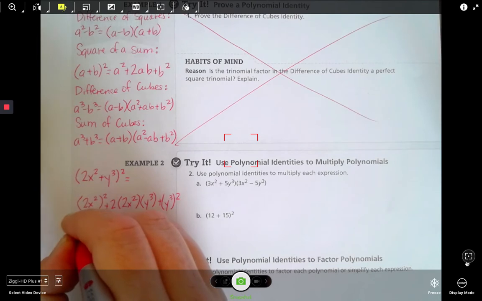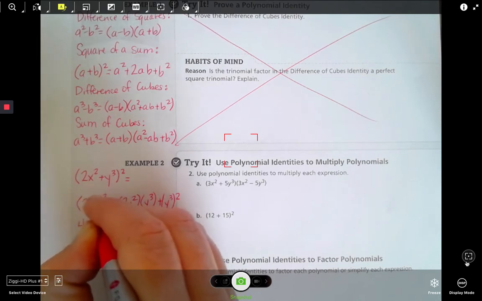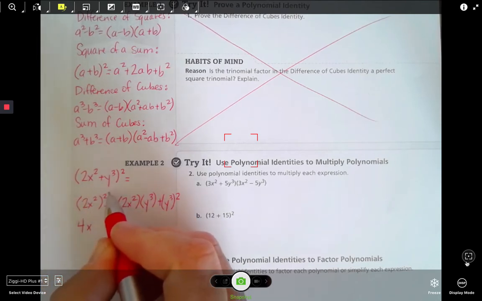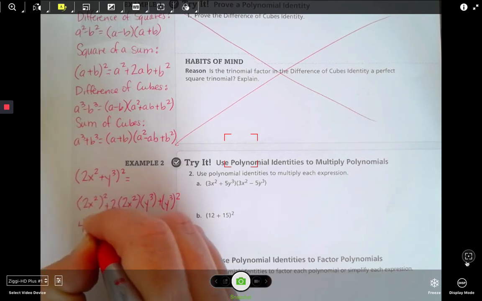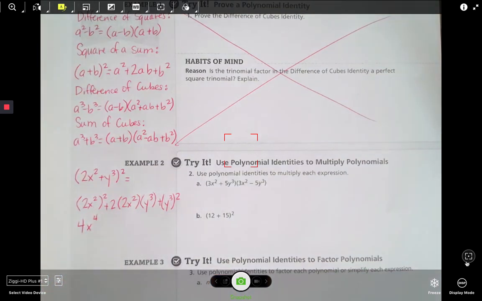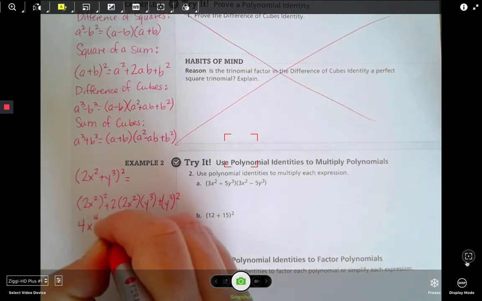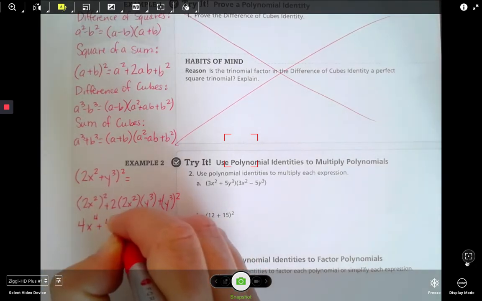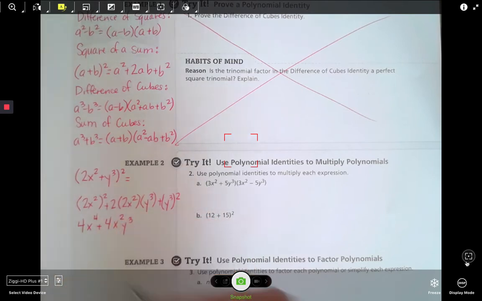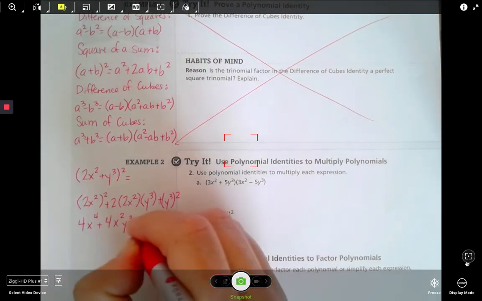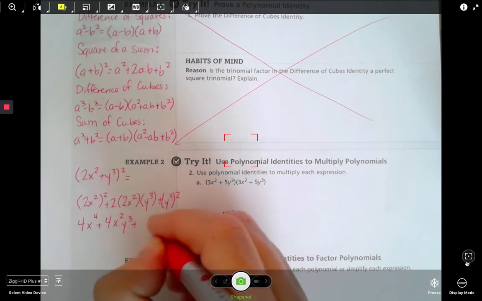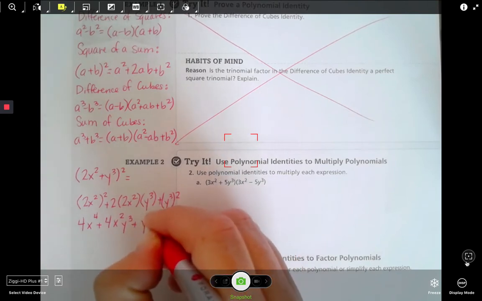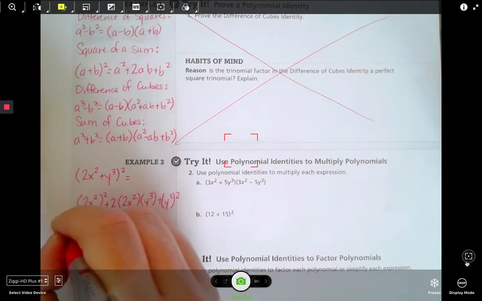Two squared is 4. Anytime you've got an exponent raised to another power, like x squared raised to the second power, you multiply. Plus 2 times 2 is 4 times x squared times y cubed. Again, two exponents beside each other, you multiply them, so y to the 6th.